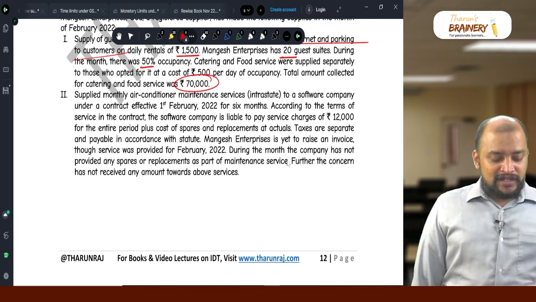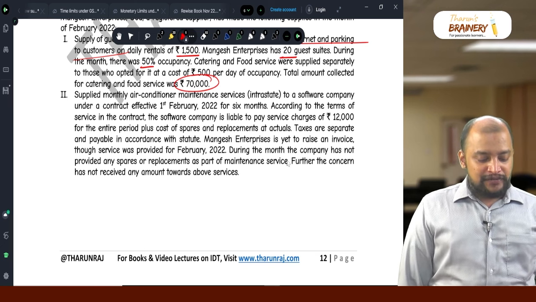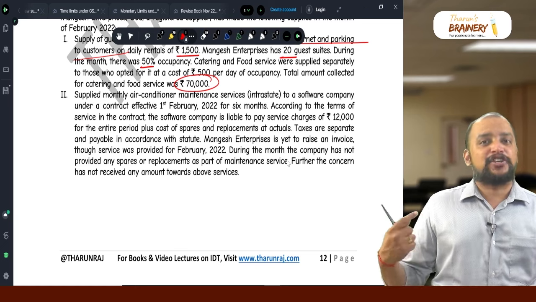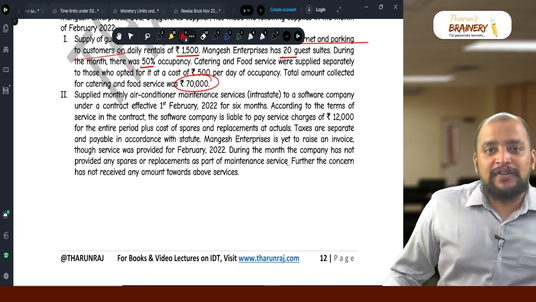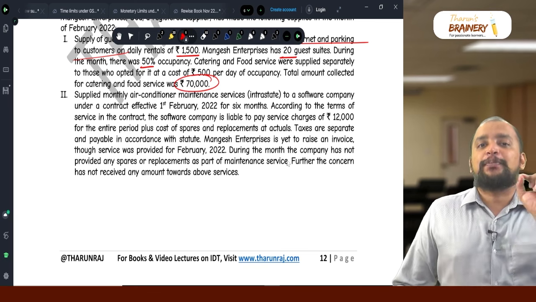According to the terms of the service in the contract, the software company is liable to pay service charges of 12,000 for the entire period plus cost of spares and replacement at actuals. Problem is that, a service will become continuous supply of service if the service takes more than 3 months to complete and involves periodic payment obligations.